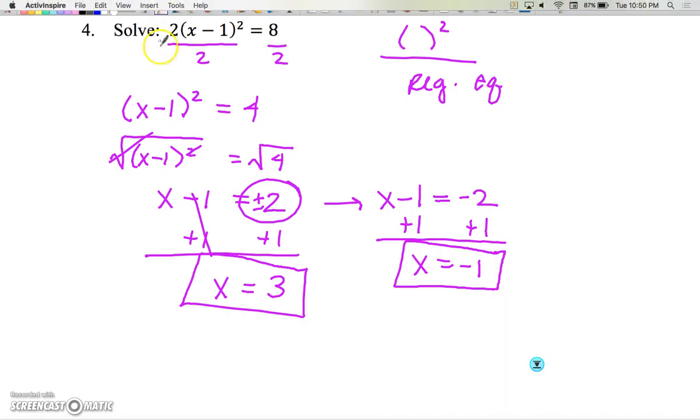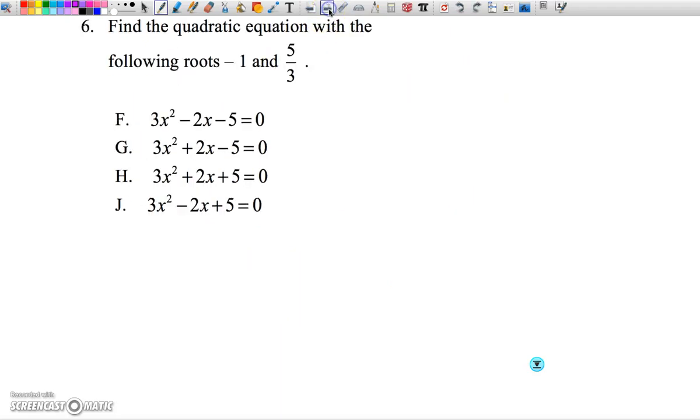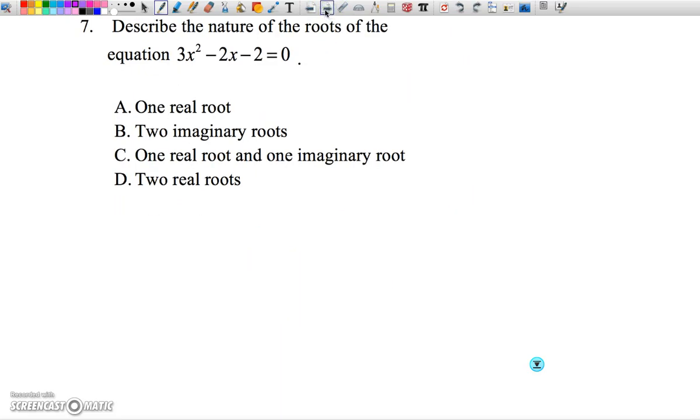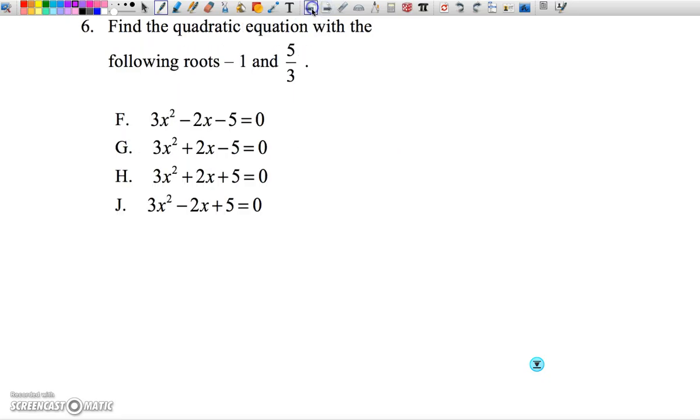All right, and just remember that this one, I didn't use the negative here. I treated that one as the positive only. All right, now 5, 6, 7, and 8. I want you to do those.